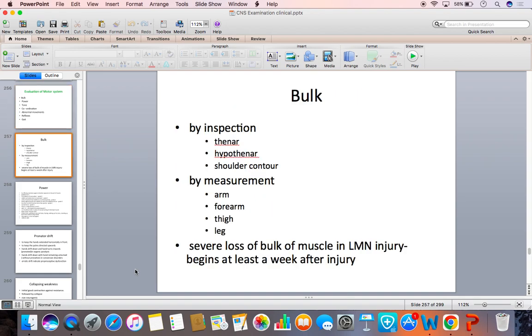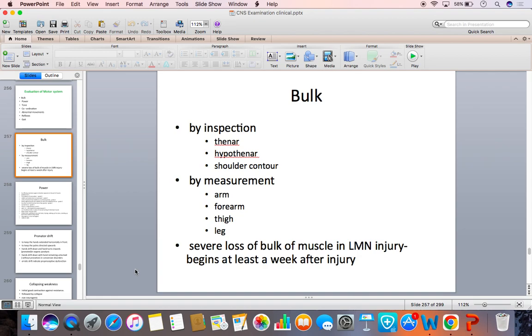How do you assess the bulk? There are two methods. One is by inspection and the other by measurement. So what are the parts of the body you inspect for the bulk? Look at the thenar eminence, hypothenar eminence, and the shoulder contour. They will be less prominent when the bulk is reduced. Measurement: you do the measurement of the arm, take the measurement of the forearm, look at the thigh and mid-thigh measurement, and look at the legs. These are the areas by measurement you can assess the bulk of the muscle.